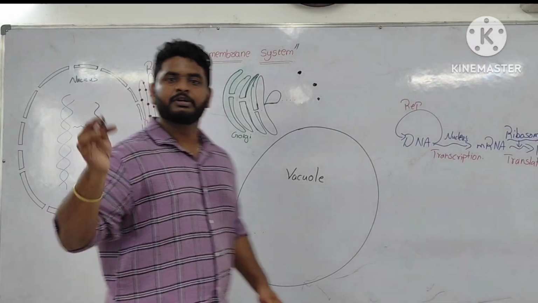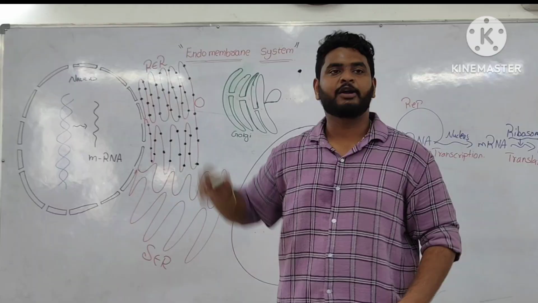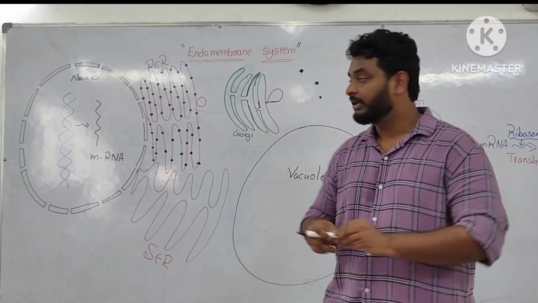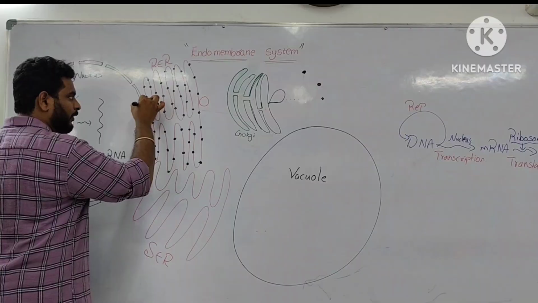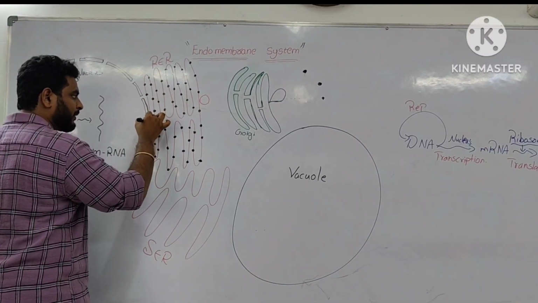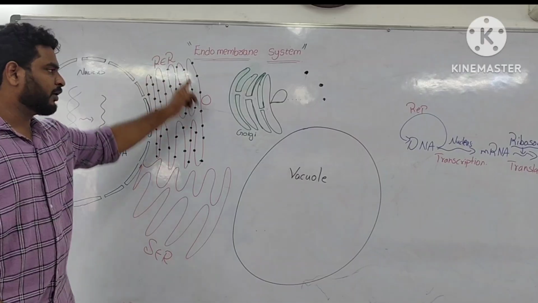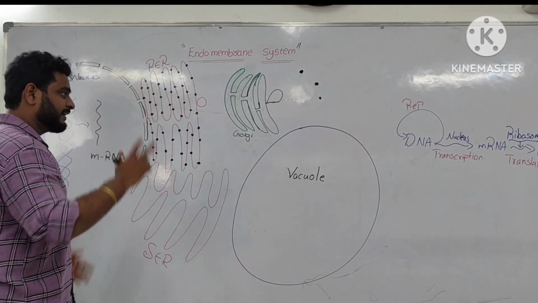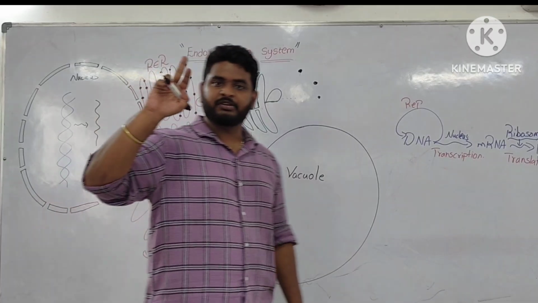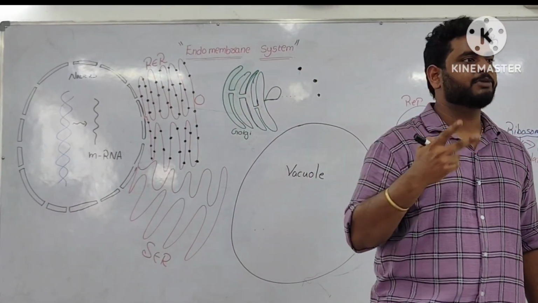Let me introduce to you the first organelle of our endomembrane system. That is none other than our endoplasmic reticulum. Right? Endoplasmic reticulum is the membranous extension of the outer membrane of the nucleus. From the outer membrane of the nucleus, this endoplasmic reticulum will be formed. Endoplasmic reticulum is of 2 types. First one, rough endoplasmic reticulum. Second one, smooth endoplasmic reticulum.